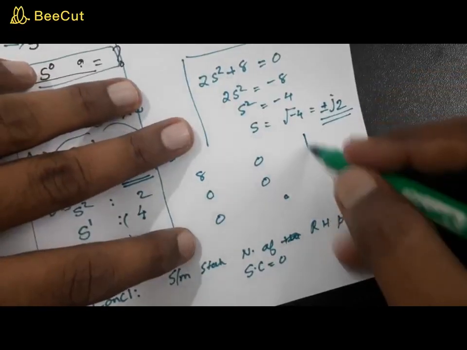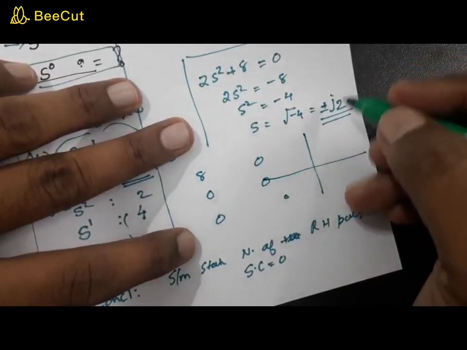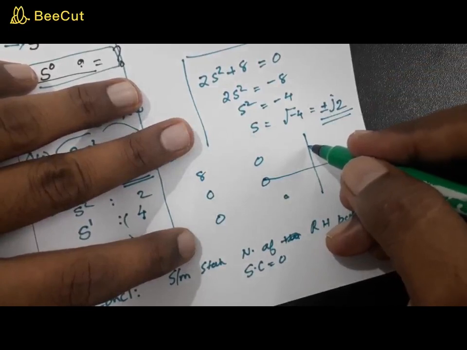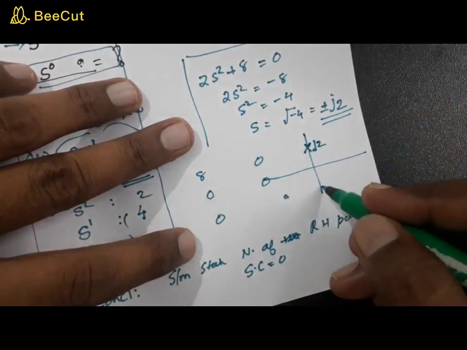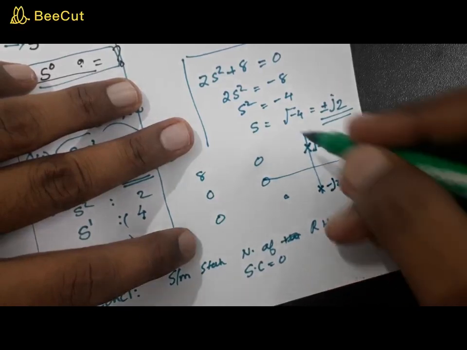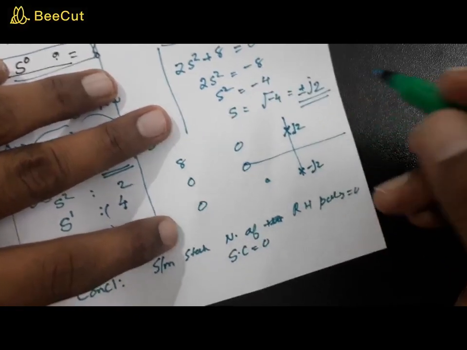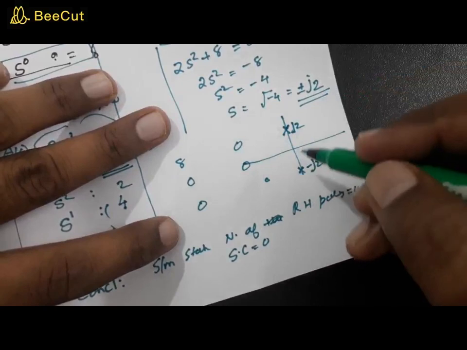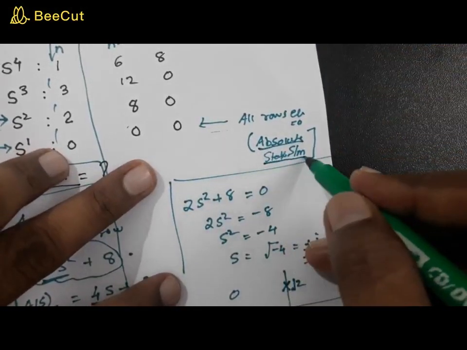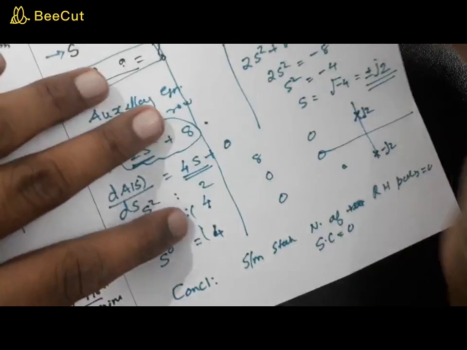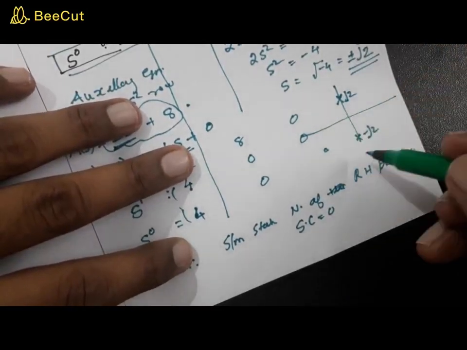What is the meaning of that? Now when you plot the poles, you can see that a pole resides at j2 and at minus j2 on the imaginary axis. Now what is this condition called? This is not a stable system. That's why I told you it is not going to be an absolutely stable system. This can be a marginally stable system.